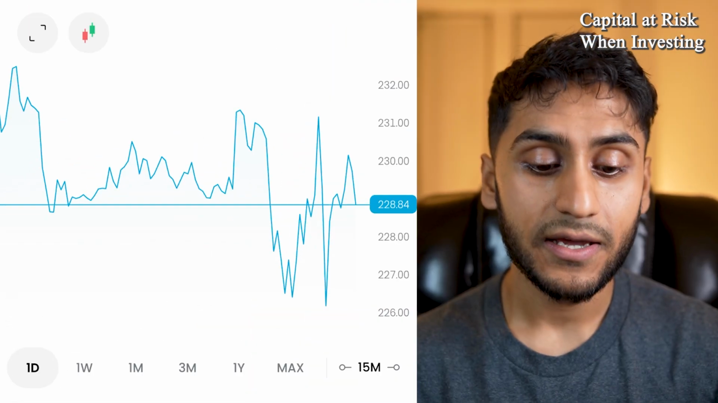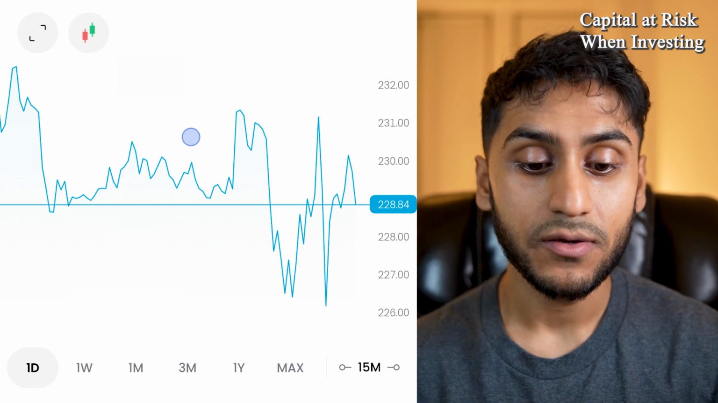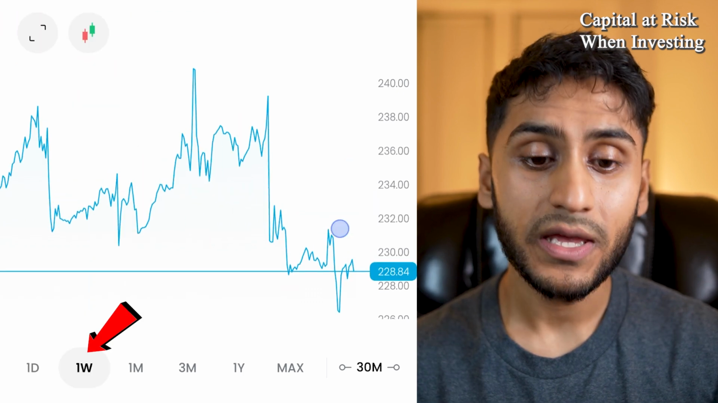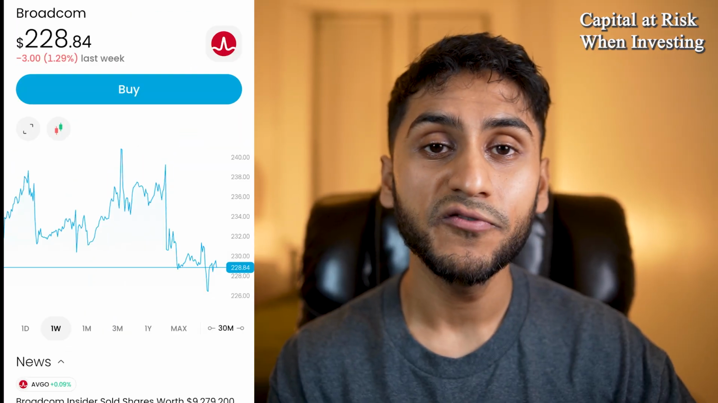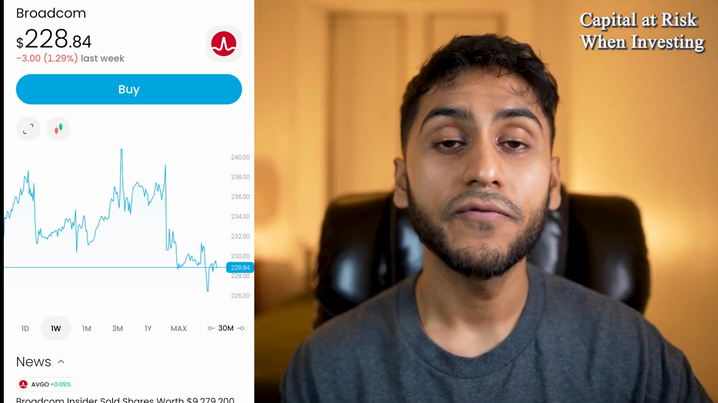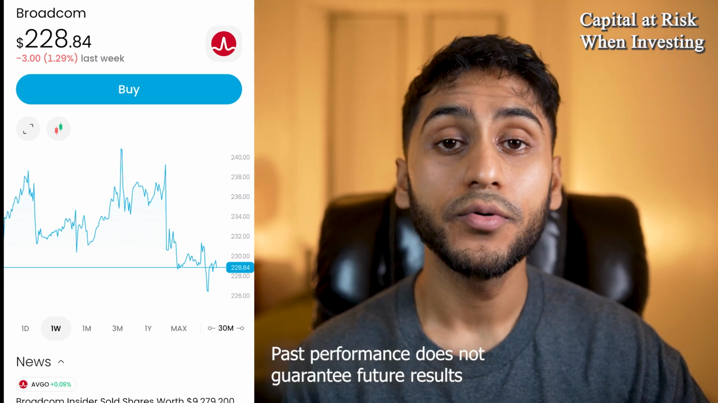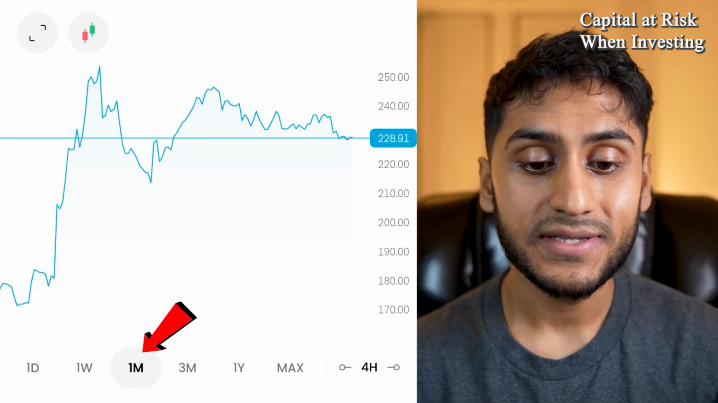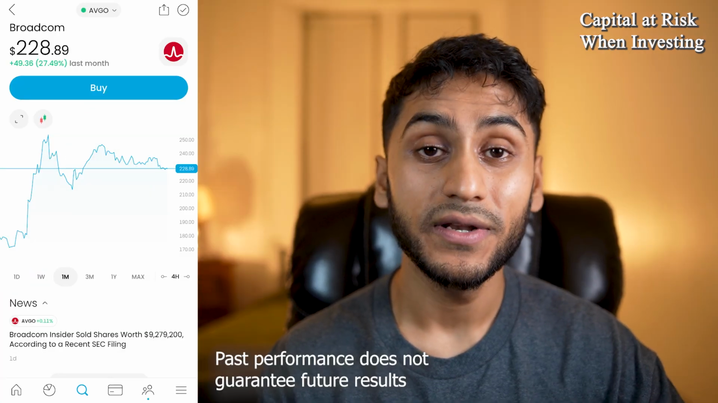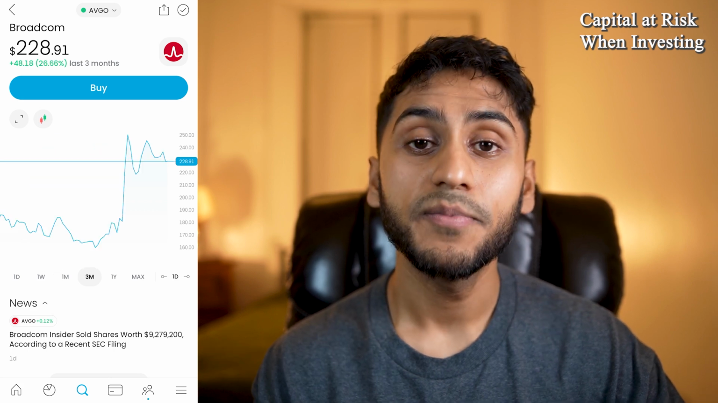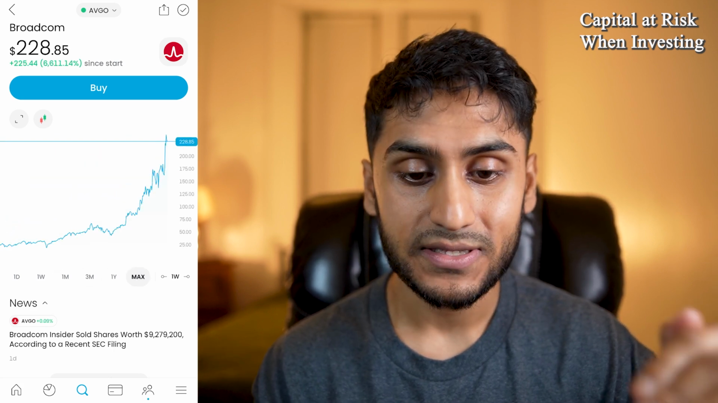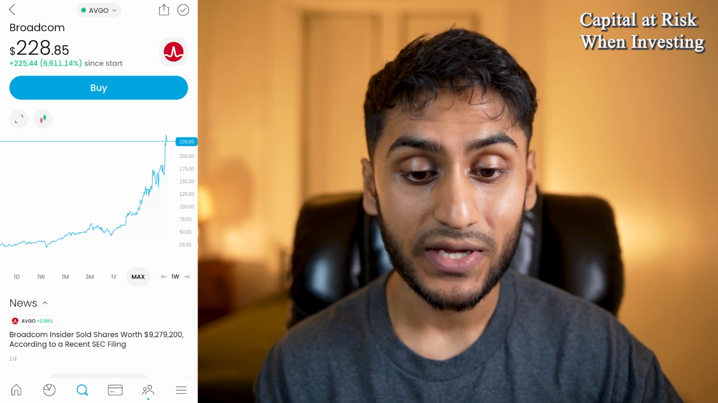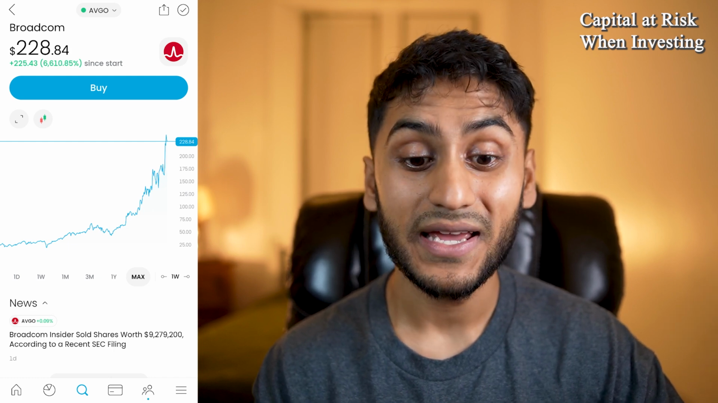Now, like I said here, we have 1D, which is 1 day. So it's 1 day performance, it's 1 week performance. And on the top, you can see the movement over that set time period. So for Broadcom, for example, it has lost 1.29% over the past week. We can see its past month performance, it is up by 27.49%, for example. The 3-month performance, the 1-year performance, and the max Trading 212 calculated return, which for this company has been an absolute huge amount.